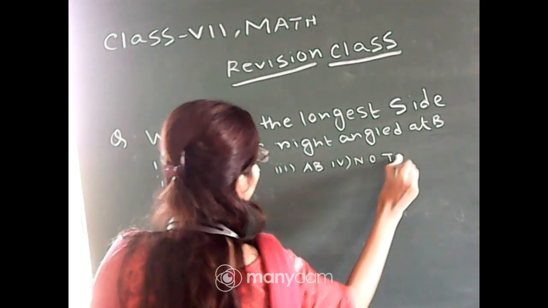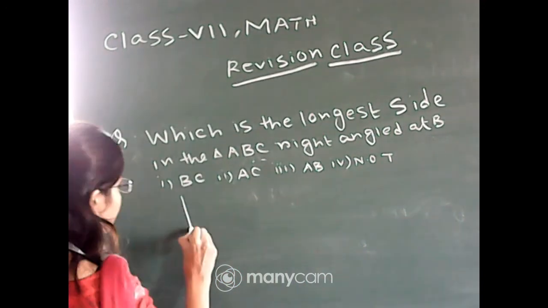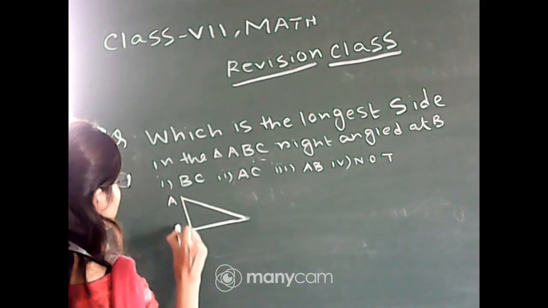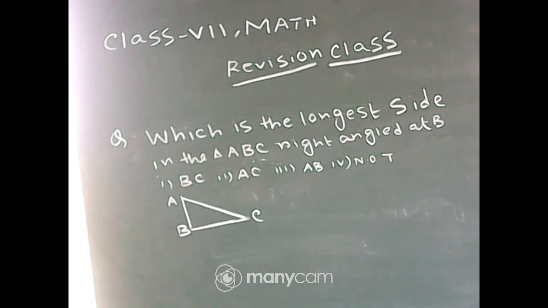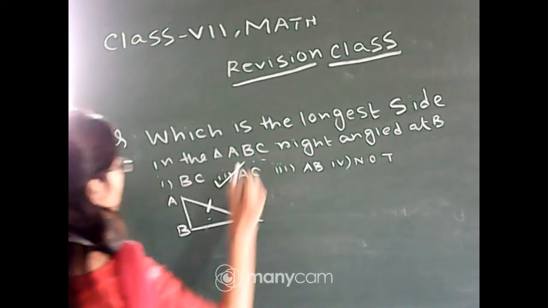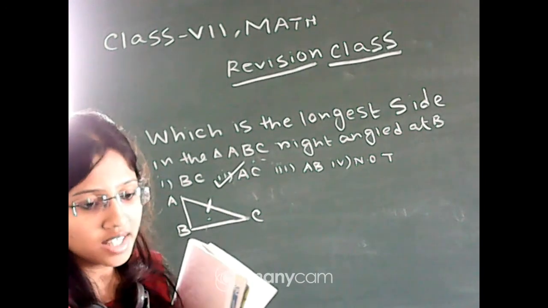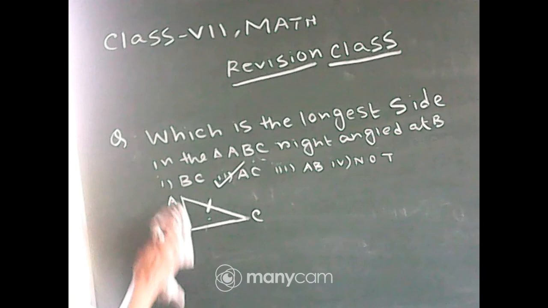First we draw the triangle ABC, which is right angled at B, and we know that in a right angle triangle the hypotenuse is the longest side, and here AC is the hypotenuse. So AC is the longest side. Clear? Yes, AC is the longest side. Very good, Nandini, Suman.